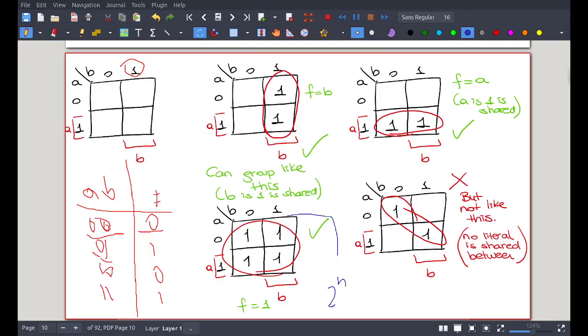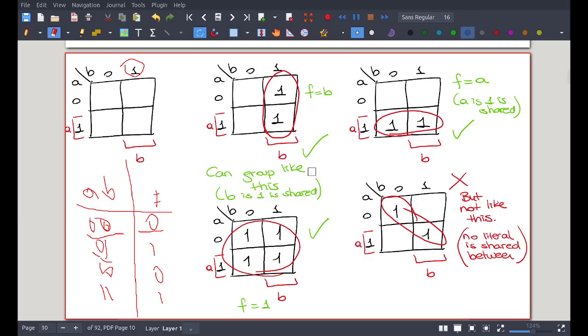If my k-map is this big and there are ones here, I cannot group all of these together, because this is 4 and this is 2, 4 plus 2, total is 6. 6 is not a power of 2, so 2 to the power of n will never reach 6, and that's why we cannot group 6. We can only group 1, 2, 4, 8, and so on. And you cannot group diagonally. You can only group horizontally, vertically, or as a square. Got it? Okay.